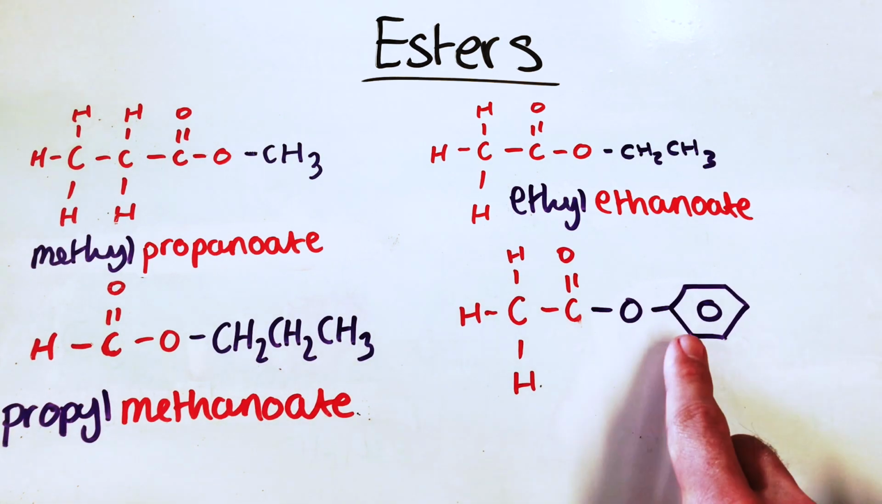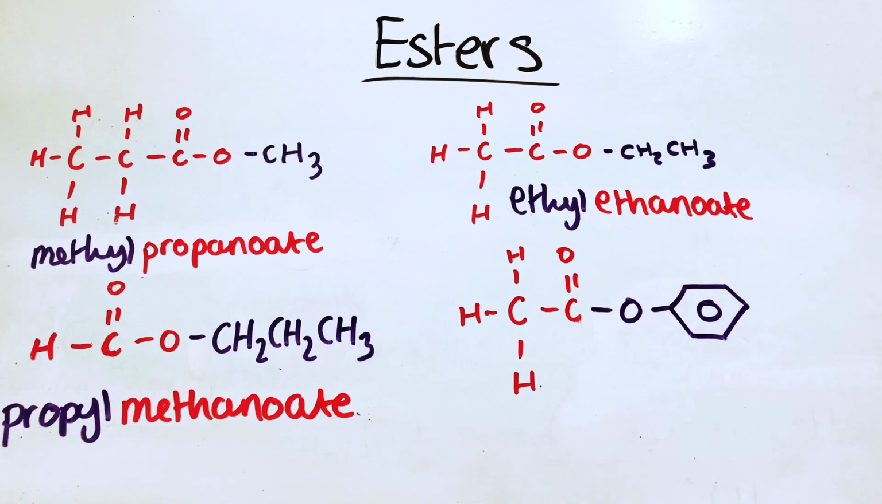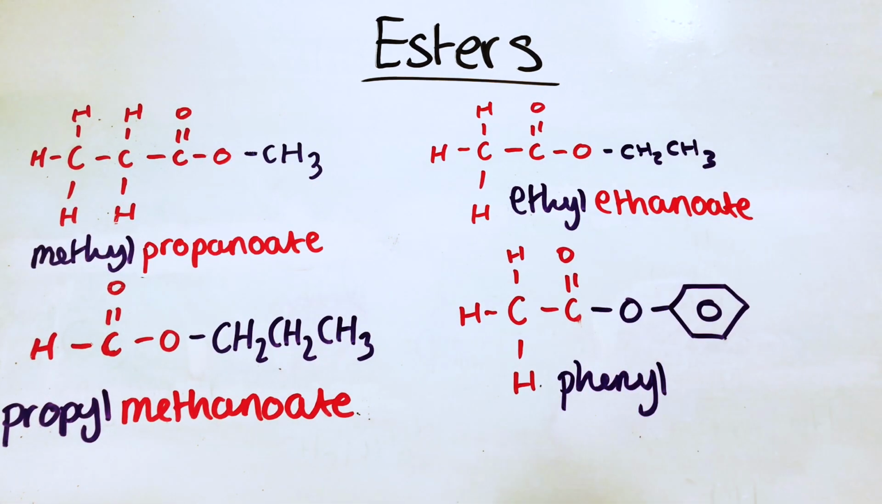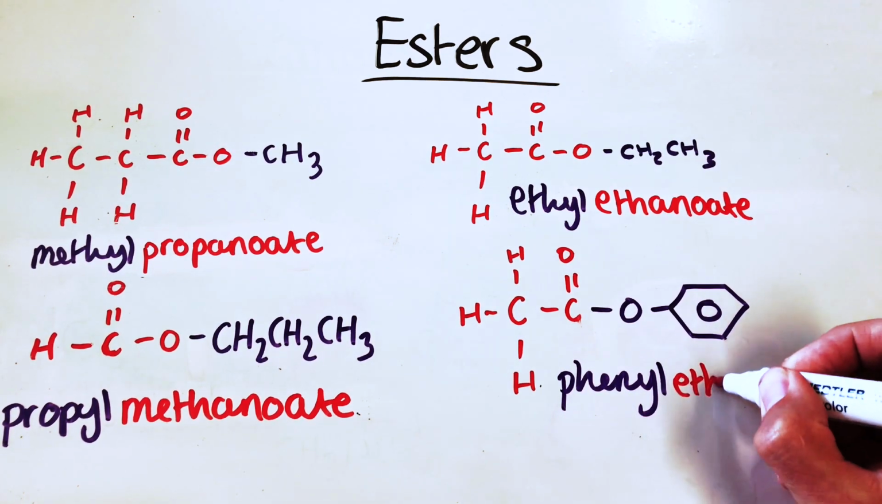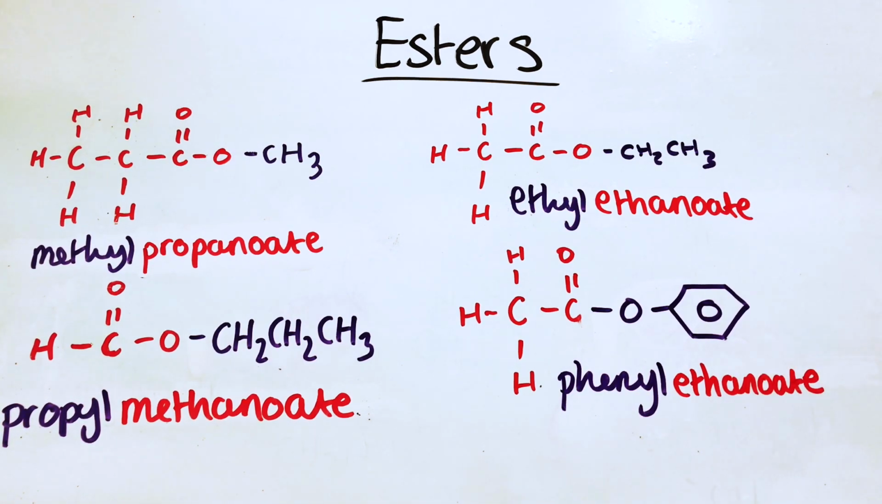Now our final ester here has a slightly different side group. Here we have a phenol group as our side group. So this is a phenyl, and with 2 carbons in the main chain, this would be an ethanoate. So we have phenyl ethanoate.